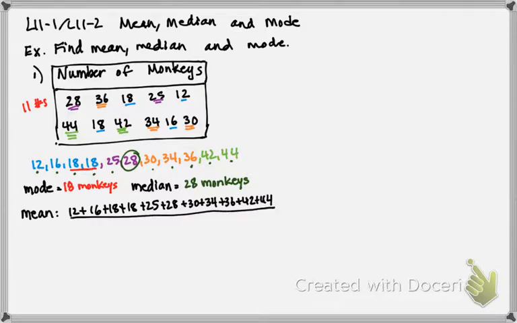Wow, that's a lot. So what I do is just kind of pair them up by 2s. That's how I get started. So 12 and 16 is going to give me 28. 18 and 18 is going to give me 36. 25 and 28 is going to give me 53. 30 and 34 is going to give me 64. 36 and 44 is going to give me 80. 80 and 42 is going to give me 122. Okay? Now, all of that's going to get divided by 11.